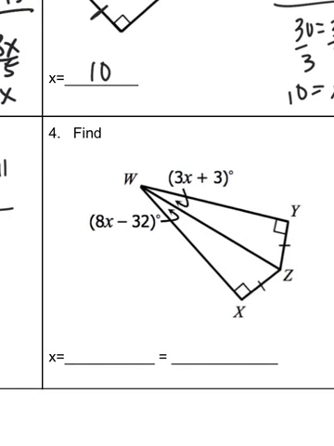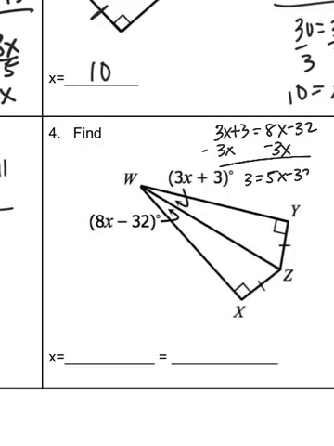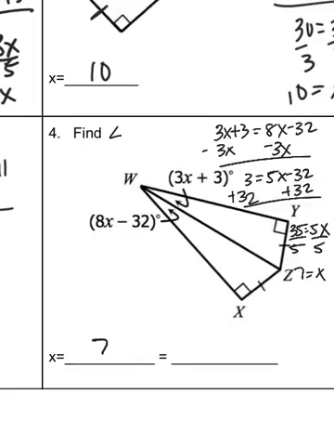All right, 4. We're going to set these equal to each other. 3x plus 3 equals 8x minus 32. Subtract 3x. 3 equals 5x minus 32. Add 32. 35 equals 5x. Divide by 5. X is 7. Okay. Oh, I didn't tell you what to find. Let's find angle YWZ. So that'd be 3 times 7 plus 3. 21 plus 3 gives me 24.